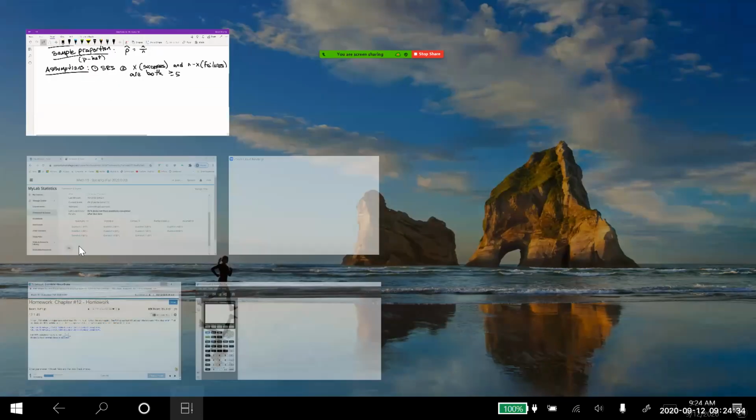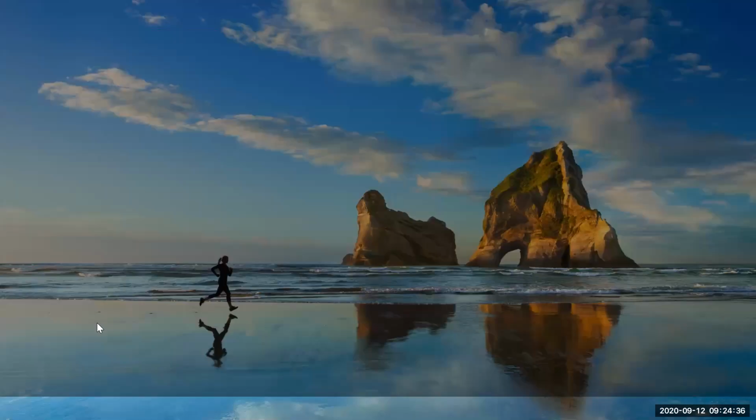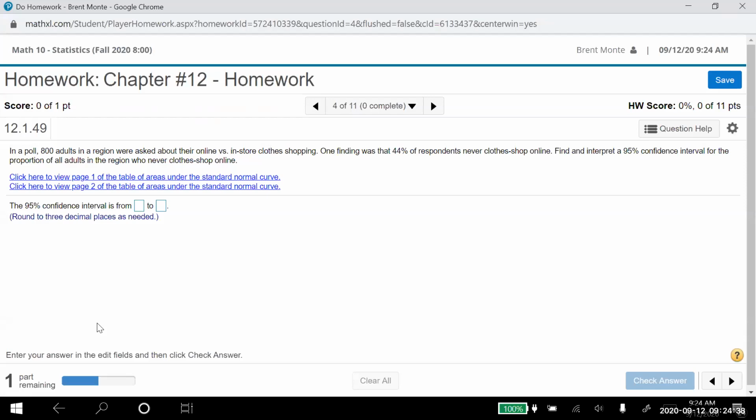I already pulled up a problem right here, number 4. It says, in a poll, 800 adults in a region were asked about their online versus in-store clothes shopping. One finding was that 44% of respondents never clothes shop online. Find and interpret a 95% confidence interval for the proportion of all adults in the region who never clothes shop online. So just finding the 95% confidence interval, rounded to 3 decimal places.